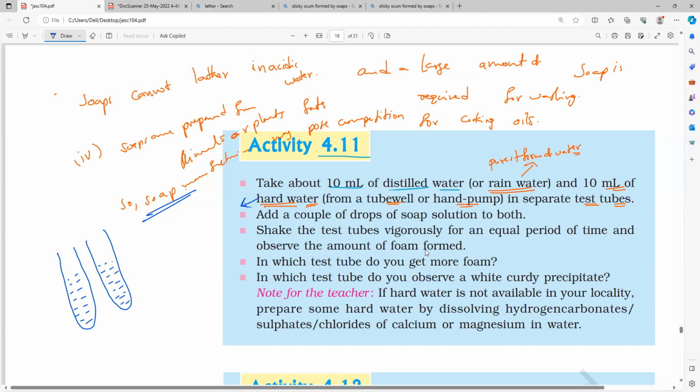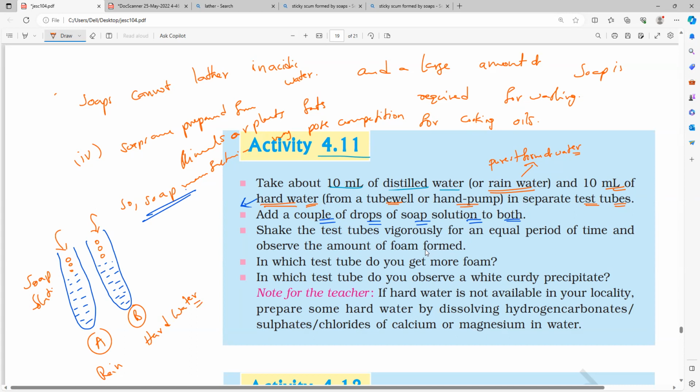So now, in separate test tubes, add a couple of drops of soap solution to both. I'm adding a few drops of soap solution to both. So this is A and this is B. This is the rainwater I'm taking, and this is the hard water.